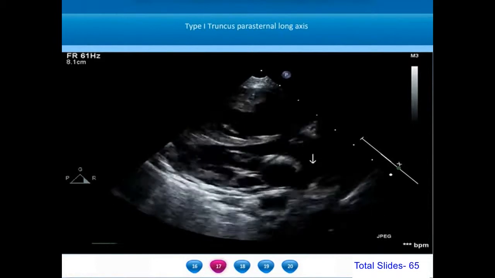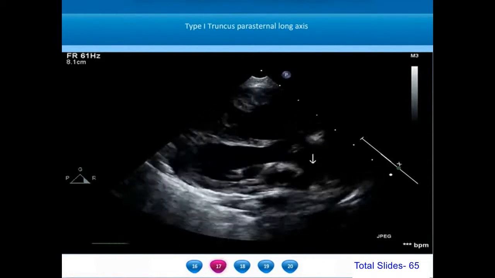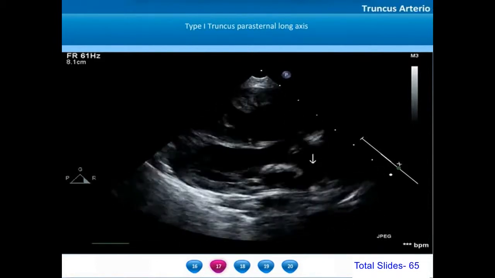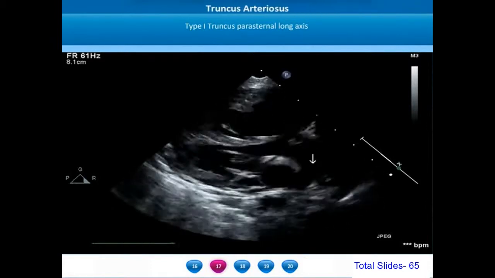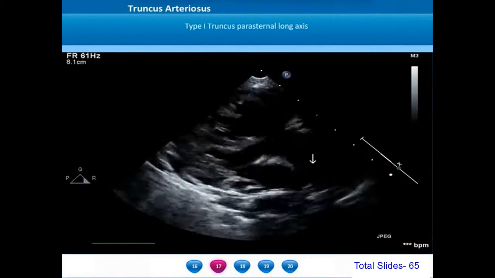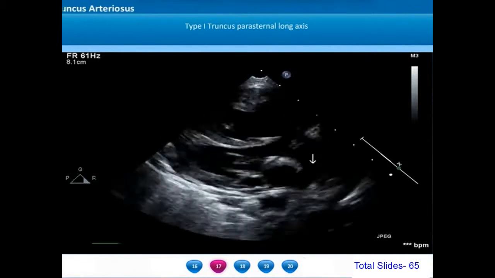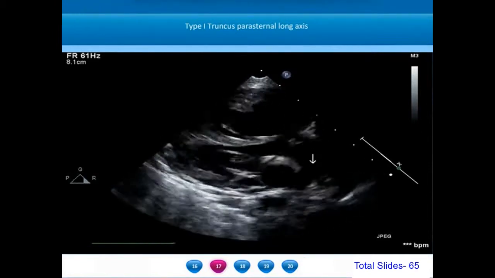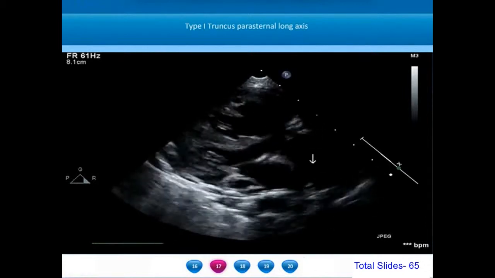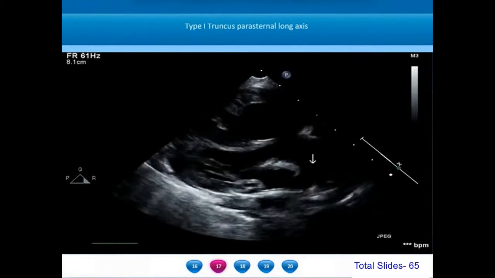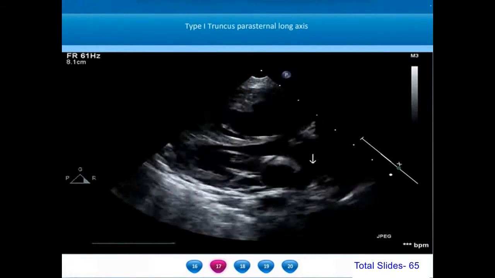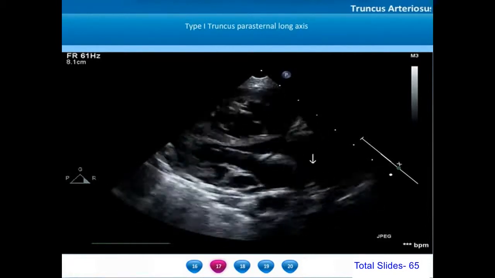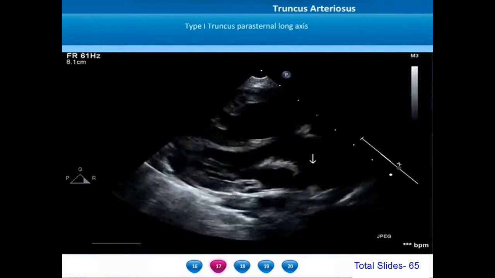On a parasternal long axis view, we can appreciate the truncal valve in fibrous continuity with the mitral and tricuspid valves. We can notice the hypertrophy of the right ventricle and thickness of the free wall of the right ventricle. You can notice a large subarterial VSD with 50% truncal override. What is pointed out with an arrow is the origin of the main pulmonary artery from the posterior wall of the truncus.